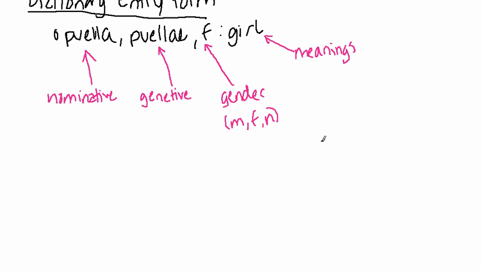But basically, you can see obviously this is the nominative, genitive, gender, and meaning of the word, but you can also tell what declension the noun belongs to, and second of all, how to decline the rest of the word. And we'll talk more about dictionary entries in the next video when we start learning the endings for declension.